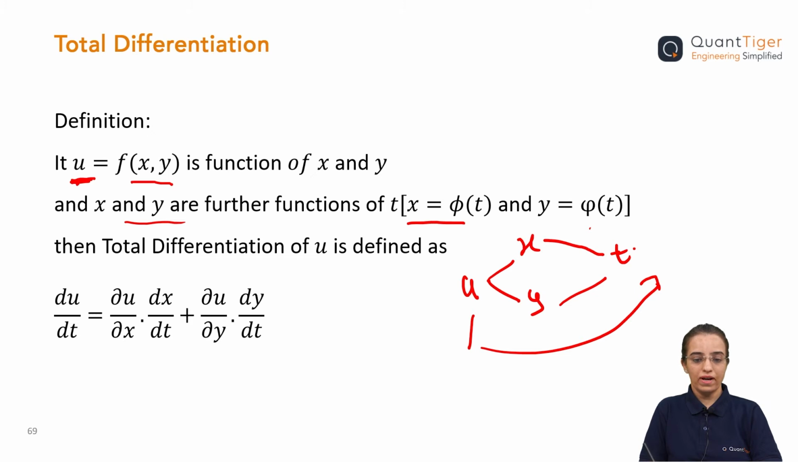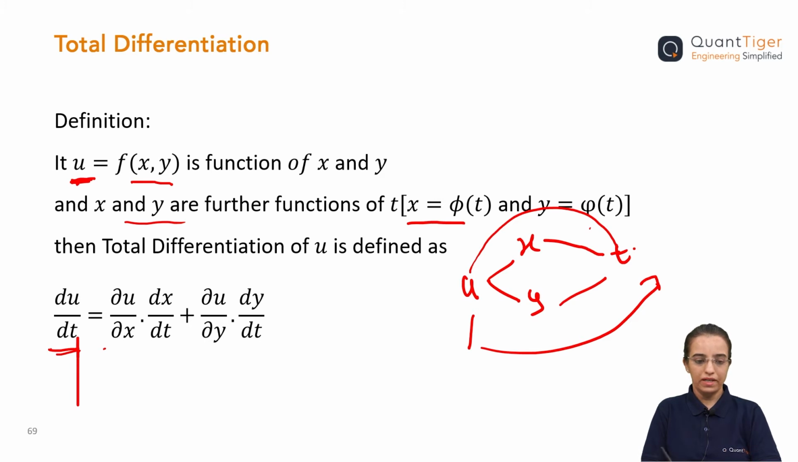So if you want to find the differentiation of u with respect to t, which is indirectly connected, that type of differentiation we call total differentiation. So if you see here, u is related to t indirectly through x and y. Whenever you find differentiation of one variable which is indirectly related, that time we will call it a total differentiation. And how we find it, there is a formula for it, where we are finding differentiation of u with respect to t.